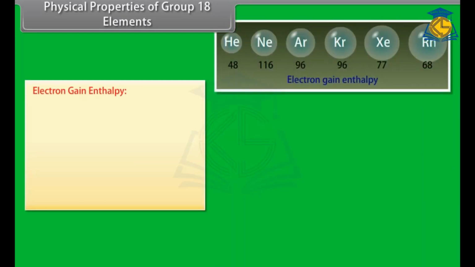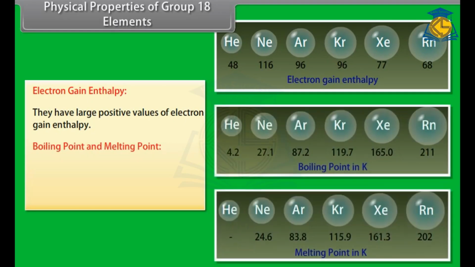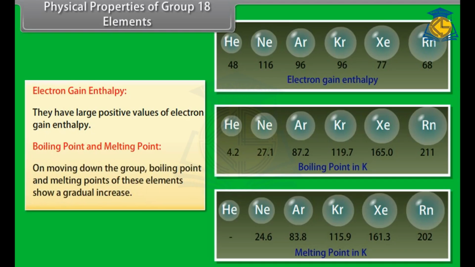Electron gain enthalpy. Since noble gases have stable electronic configurations, they have no tendency to accept the electron and therefore have large positive values of electron gain enthalpy. Boiling point and melting point. On moving down the group, boiling points and melting points of these elements show a gradual increase due to corresponding increase in the magnitude of the van der Waals forces of attraction.